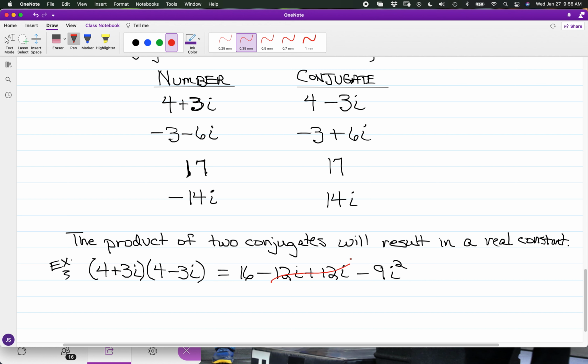And again, we have the outside and the inside products cancel. And so we have 16 minus 9, and again, i squared goes to negative 1. So we have 16 plus 9. And the result here is going to be 25.